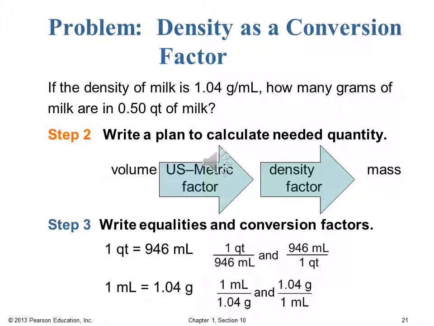Step 3, we can write the equalities and conversion factors. In this case, because this was a question that was not on the test, we can look up the conversion factor, and we find that 1 quart equals 946 milliliters. In an exam setting, I might give you that one. I might give you 1 or 2 other conversion factors to get yourself from quarts into milliliters. And then finally, 1 milliliter equals 1.04 grams because of the density of the object. So we can use those conversion factors in whichever way is needed so that we cancel the units that we want to cancel and are left with units ultimately of grams for this question.